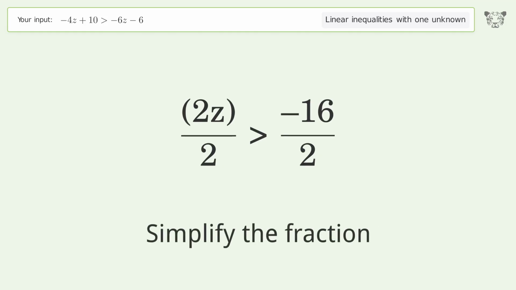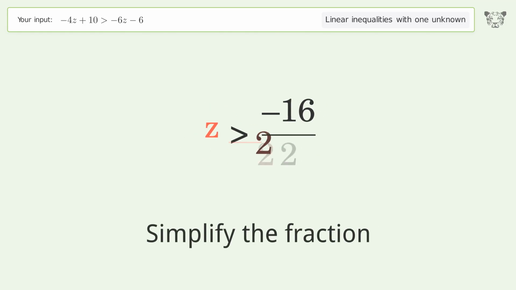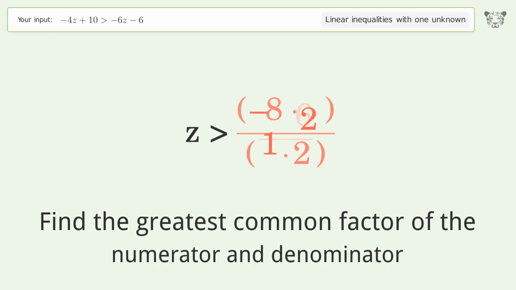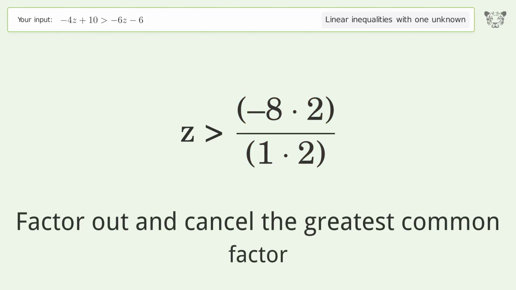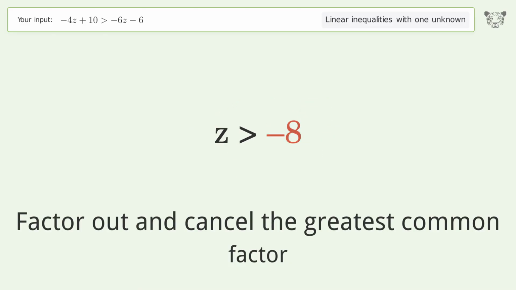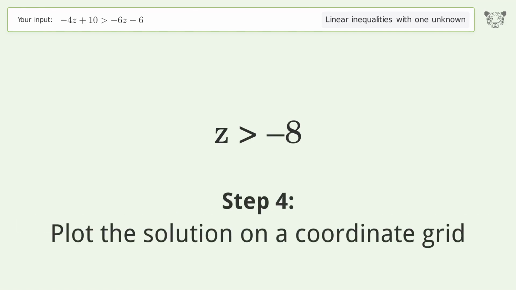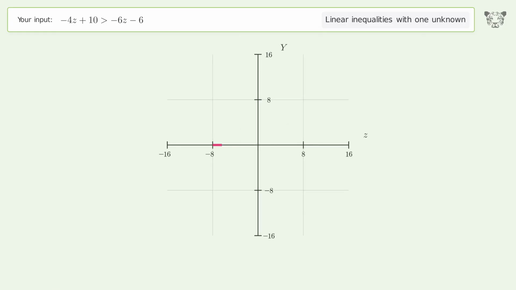Simplify the fraction. Find the greatest common factor of the numerator and denominator. Factor out and cancel the greatest common factor. Plot the solution on a coordinate grid. And so the final result is z greater than -8.